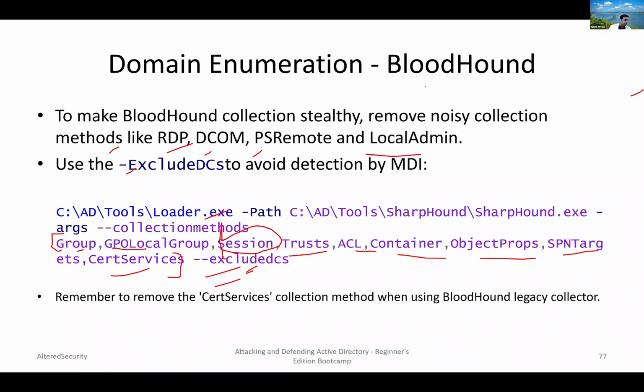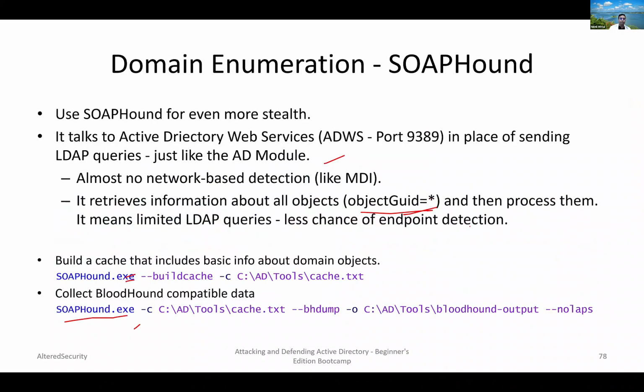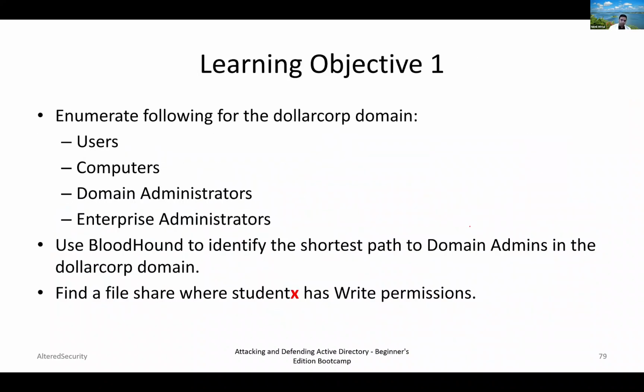Okay, so with this, let's move on to learning objective 1. We've already done most of it, to be honest. Enumerate the following for the $COP domain: users, computers, domain admins, enterprise admins. We've already seen that. We've also looked at Bloodhound to identify the shortest path to domain admins.